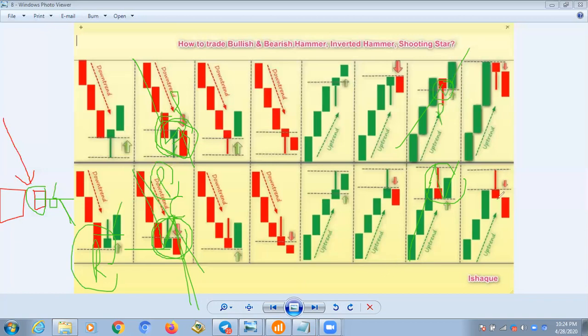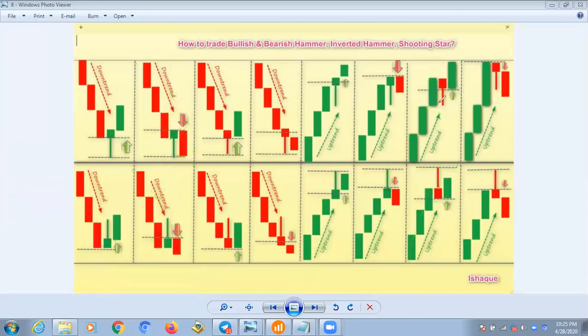Pullback, yes. Okay, so now you understand what the pullback is. It's a continuation. So now you can say the continuation pattern creates a pullback area. So the pullback is an area where the exchange of the assets is happening.